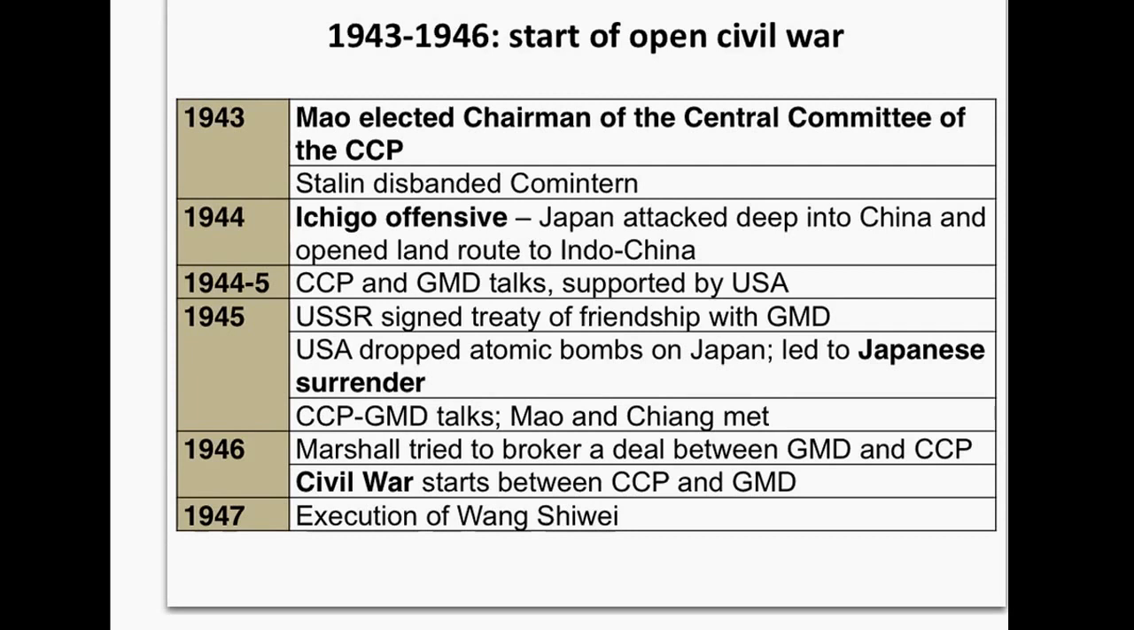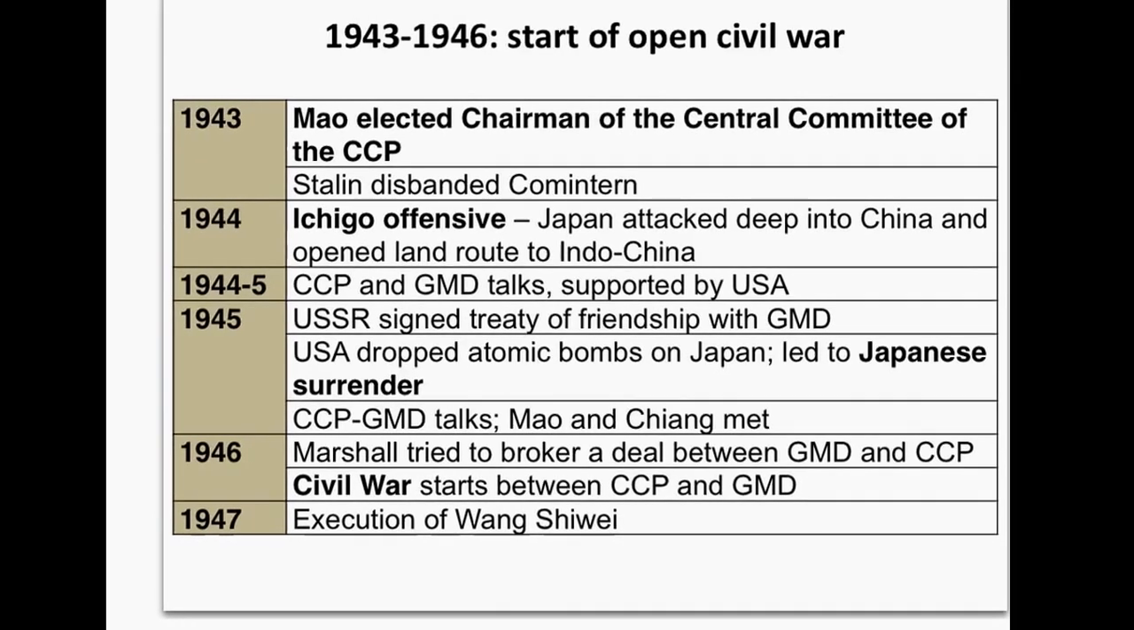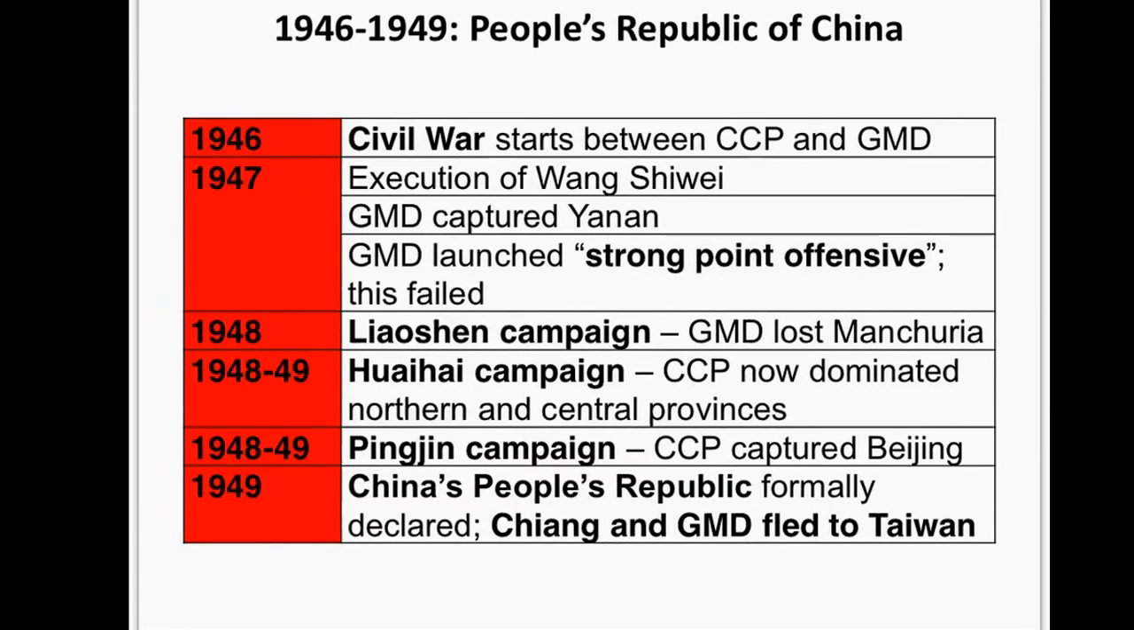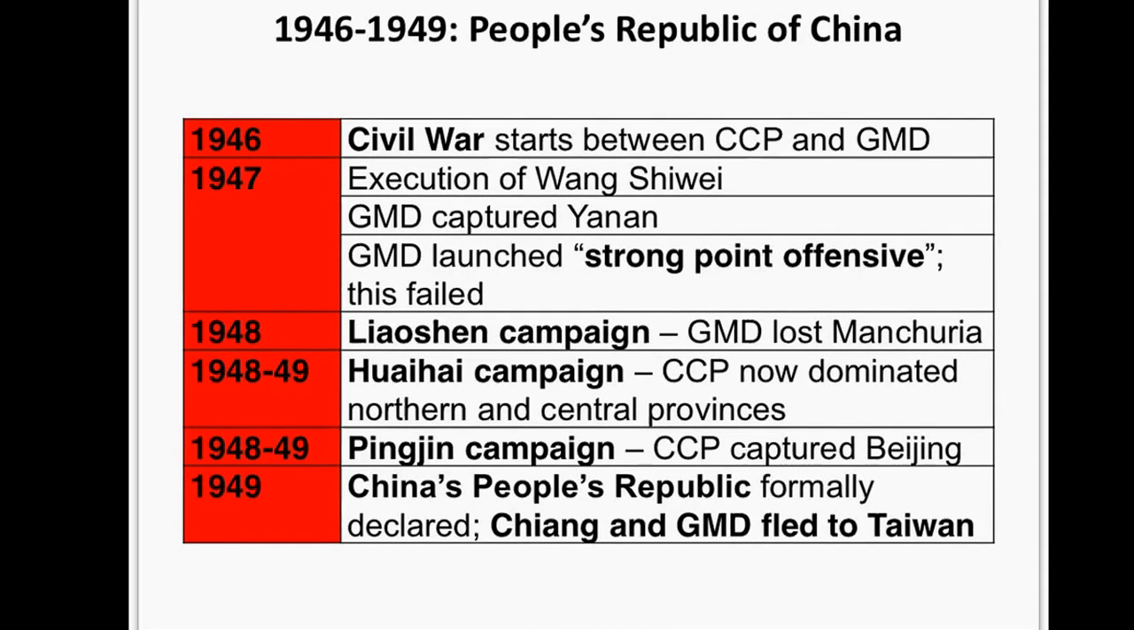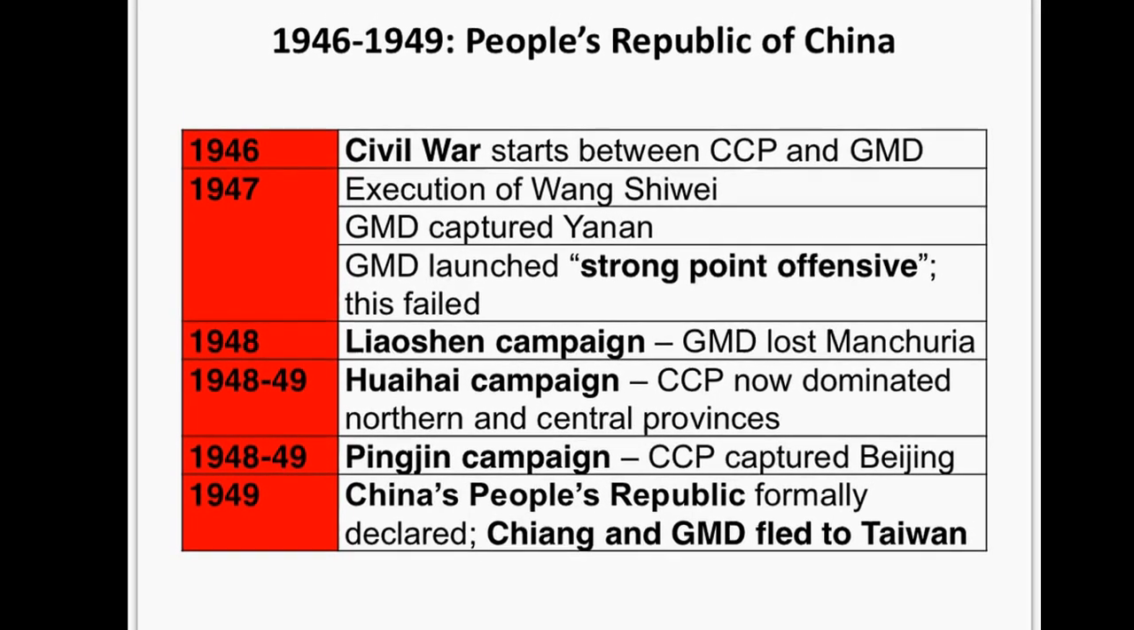In 1945, when the USA dropped the atomic bombs on Japan, that then led to Japanese surrender and the end of the Sino-Japanese War. Despite American attempts to broker a deal between the GMD and the CCP, open civil war began between those two groups in 1946. What is most surprising about the civil war between the CCP and the GMD is that the communists won. Despite initial successes by the nationalists, they failed to press their points. And in a series of daring campaigns from 1948, the communists were able not just to defeat the nationalists, but also to force them to flee to Taiwan.